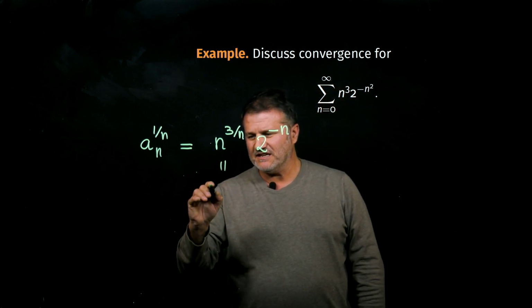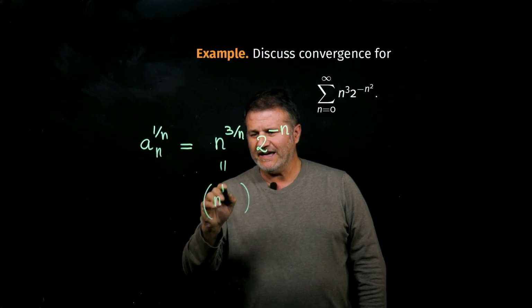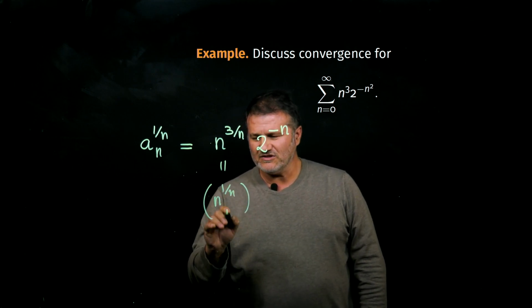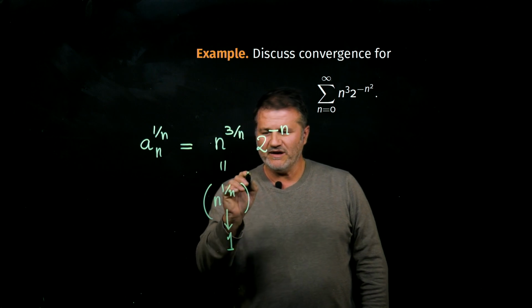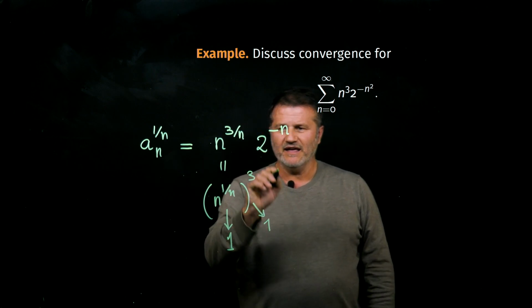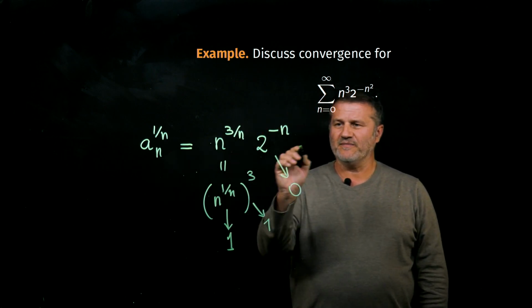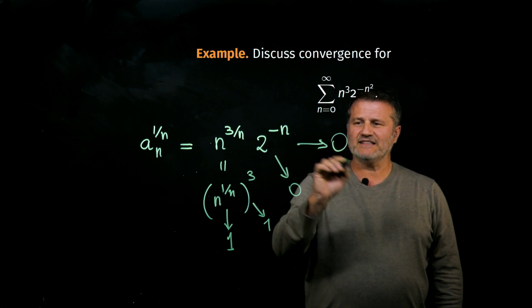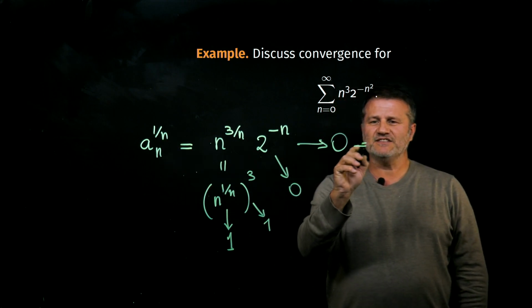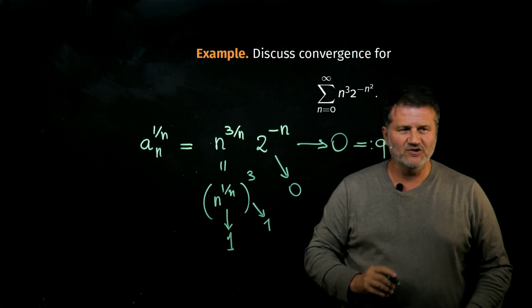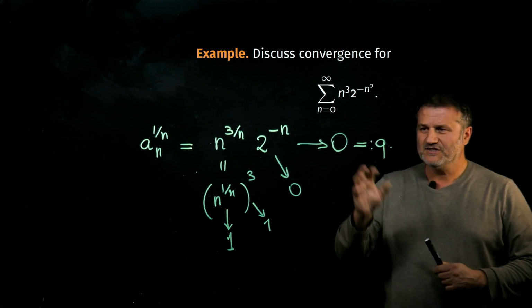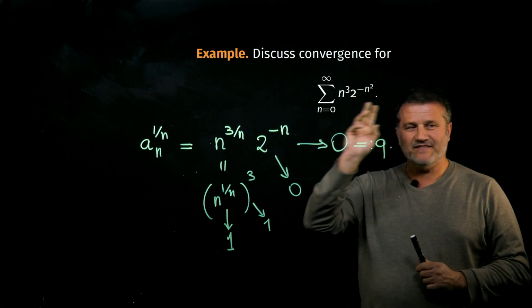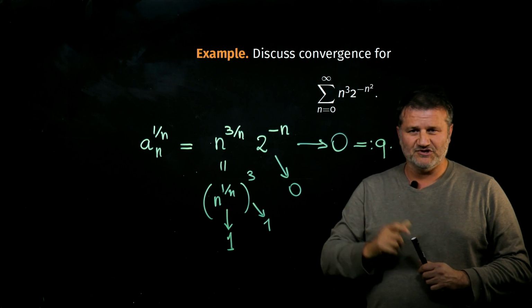Now this is the quantity n to 1 over n we discussed a minute ago that goes to 1, cubed, so it will go to 1. And this exponential goes to 0. Therefore, we conclude that this limit exists, and it is equal to 0. This is the number q we are looking for. So the root test applies, and this series is convergent.